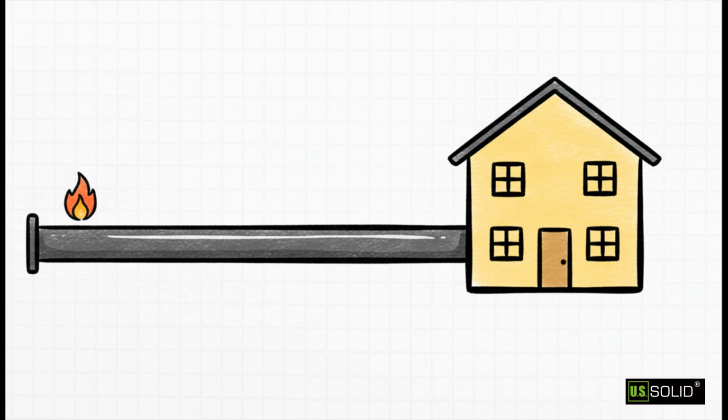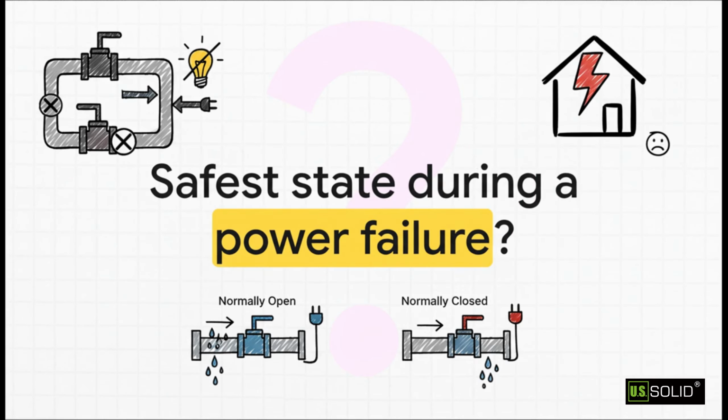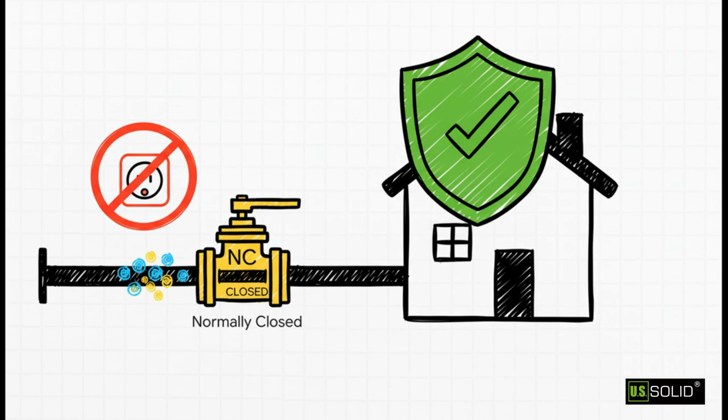Now for a totally different scenario, one that's probably a little closer to home for all of us. The main gas line that comes into your house. Let's ask that same exact question again. If there's a power outage at your house, what's the safest possible state for that gas line? Do you want gas to keep flowing into your home, or do you want it to shut off immediately? Yeah, this one is a total no-brainer. You need that gas to stop, and you need it to stop instantly. This is a perfect example of why normally closed valves are so critical. Its fail-safe position is closed, which means it cuts off the gas supply and prevents a potentially catastrophic leak the very second the power fails.